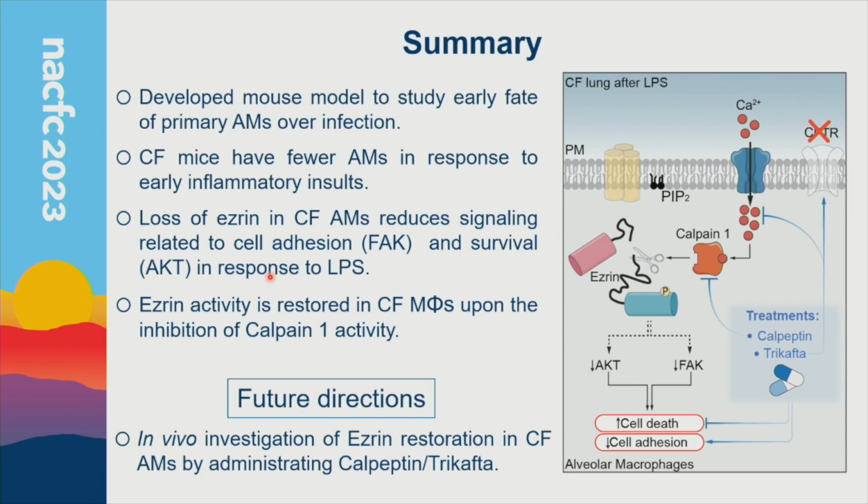In future, we would like to extend our in vitro study to in vivo investigation of ezrin restoration in CF alveolar macrophages by administering the calpeptin inhibitor, which directly inhibits calpain-1 and helps in restoring ezrin. In addition, we would like to use the modulator Trikafta, which helps in regulating intracellular calcium levels. Indirectly, it maintains the calpain-1 activity, through which it will help in maintaining the activation of ezrin, which facilitates the downstream signaling pathways to upregulate the cell survival and cell adhesion of CF alveolar macrophages.